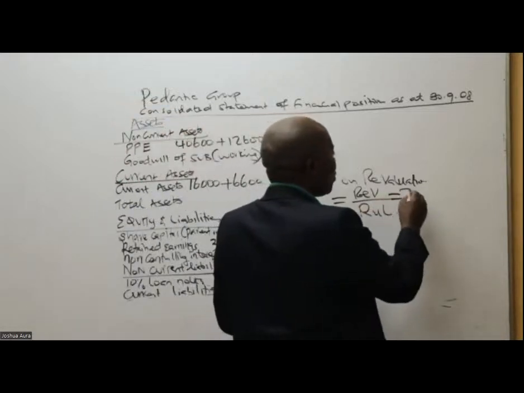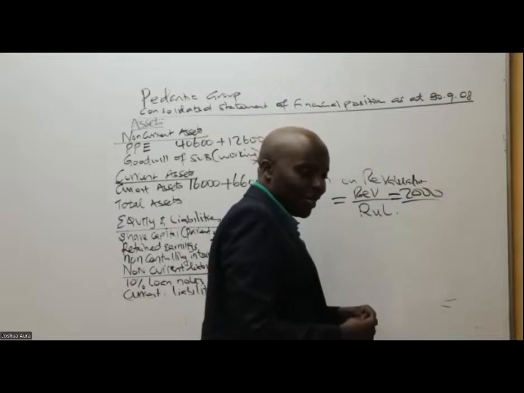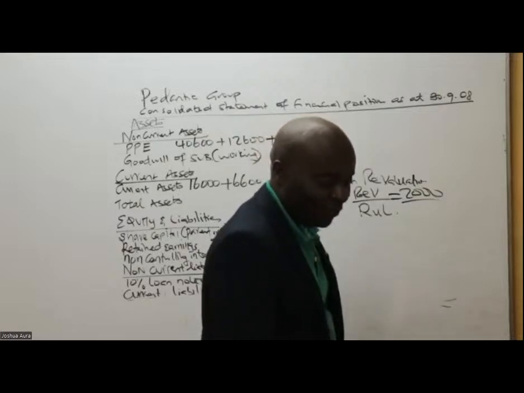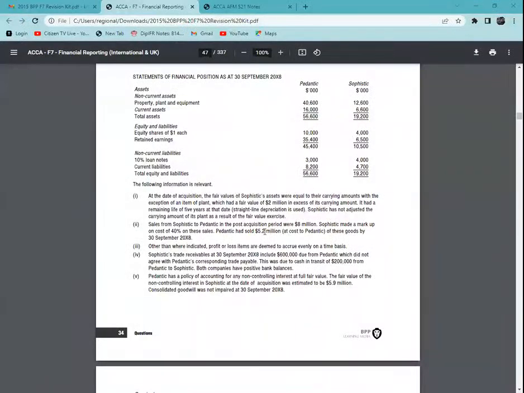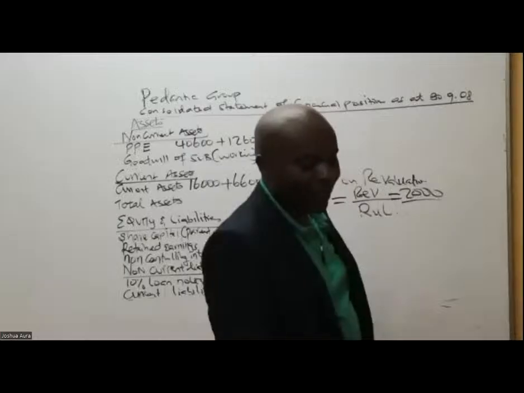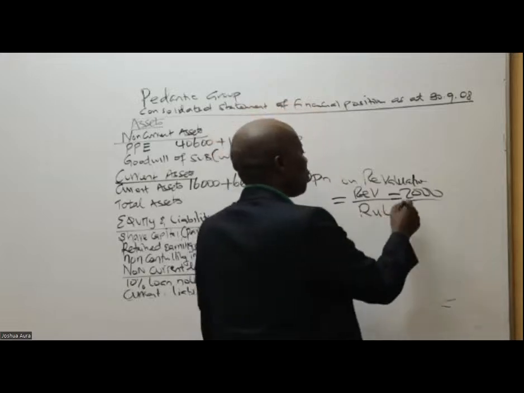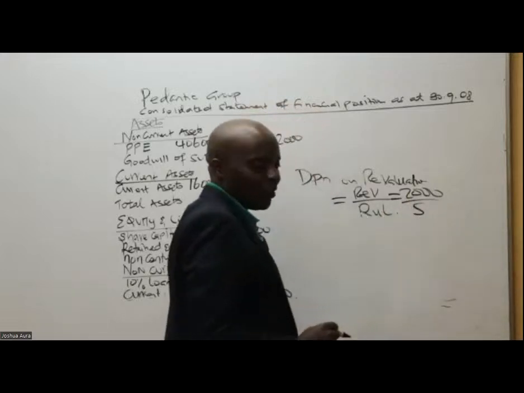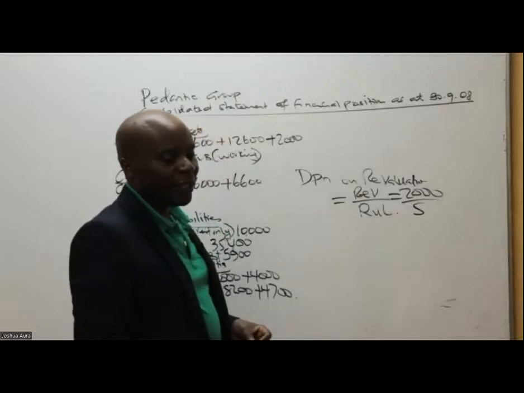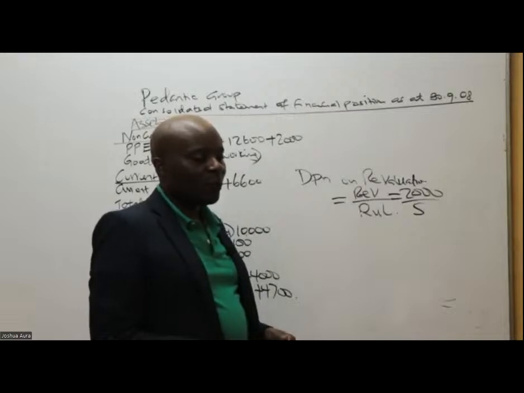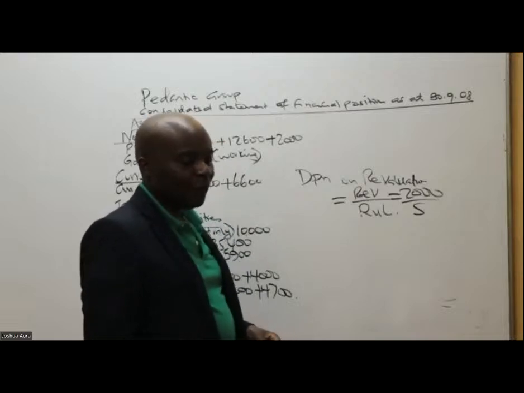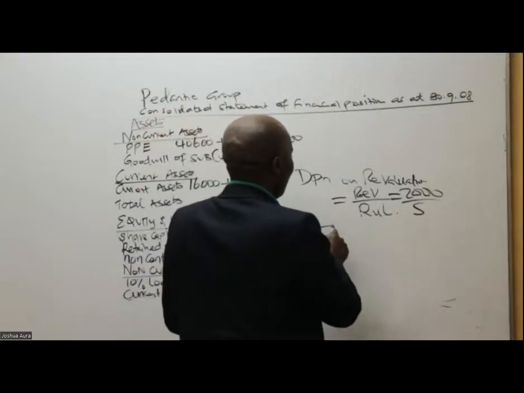The revaluation here is 2,000 divided by the remaining useful life, which the examiner will always tell you. Like here, they told us it had a remaining life of 5 years at the date. So the remaining useful life is 5 years. So 2,000 divided by 5, how much does it come to? They say it is 400.